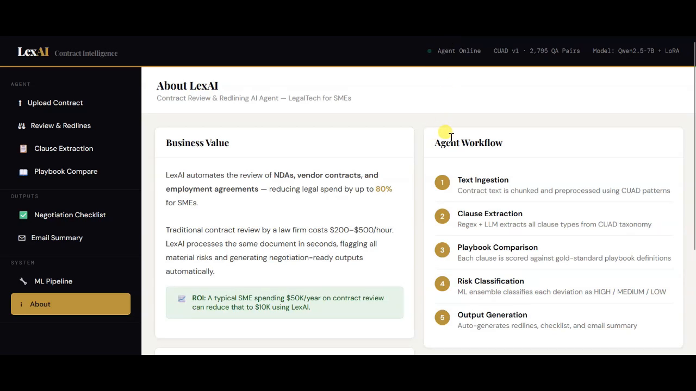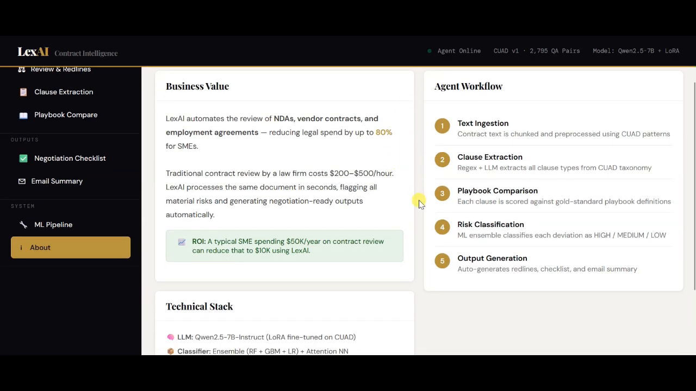Alright, so welcome to LexAI, a central intelligence, contract review, and redlining AI agents. And of course, it's also a legal tech for SMEs. Quickly, let's look at the business value.